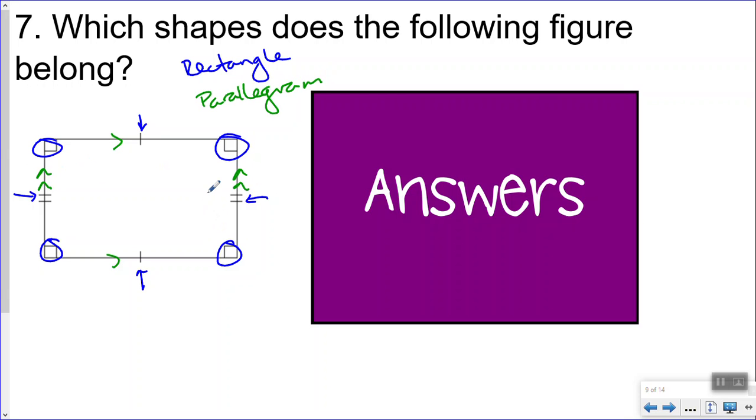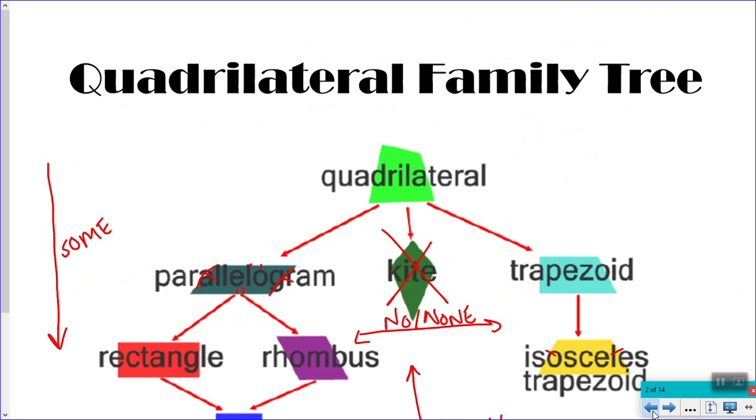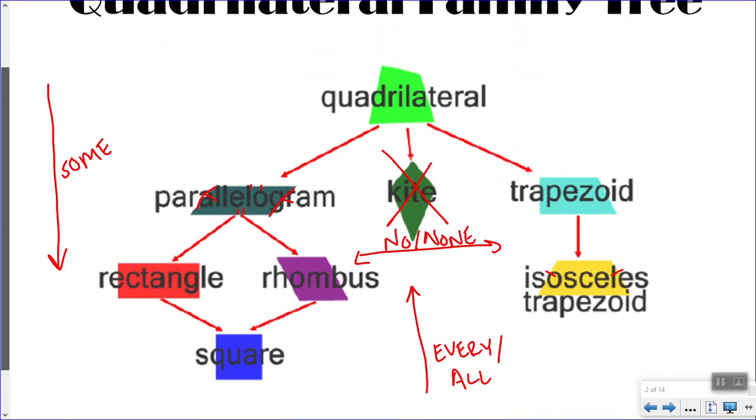The other thing that I notice is that this shape has 4 sides, so that makes it a quadrilateral. And the best name here is rectangle. And if rectangle was the first thing that I figured out, I could go back to my tree diagram, and I could say, okay, here's rectangle.